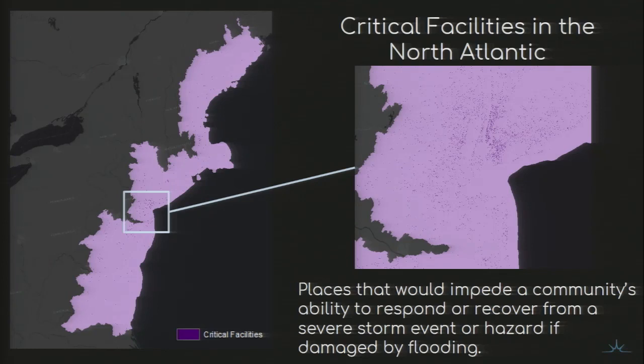Basically, these are places that, if they were damaged by flooding, would impede a community's ability to respond from that event. So the dark purple areas, it's a little hard to see, but basically each dark area would be a place deemed a critical facility. And this can be anything from medical facilities to emergency response facilities to education facilities. So there is a wide array, but they all fall under the same category.